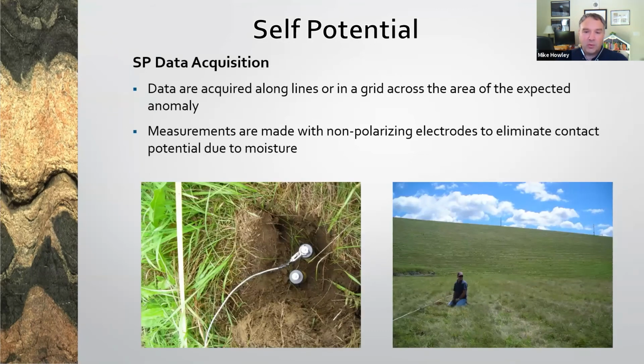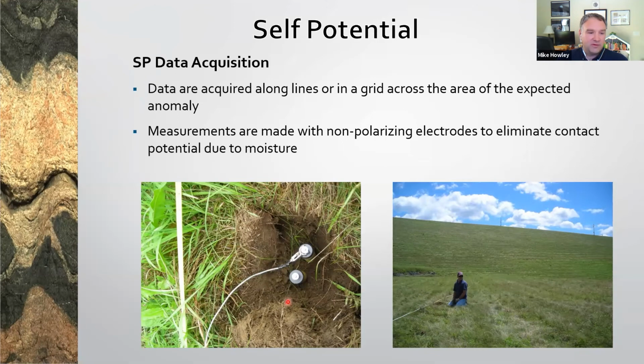SP data are acquired along lines or in a grid across the area of the expected anomaly. Measurements are made with non-polarizing electrodes to eliminate contact voltages due to moisture. Non-polarizing electrodes are usually constructed of a copper rod immersed in a bath of copper sulfate solution with an unglazed ceramic tip. The ceramic tip allows the solution to slowly trickle out through the bottom of the electrode.